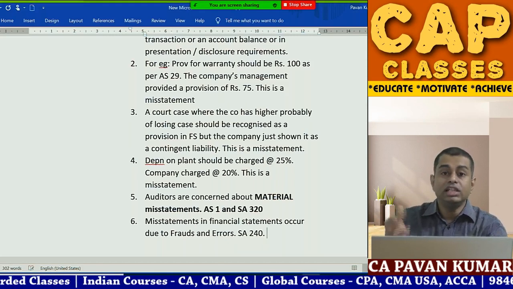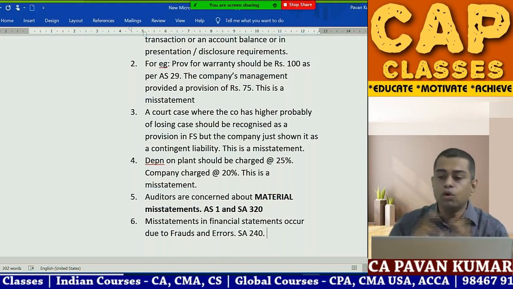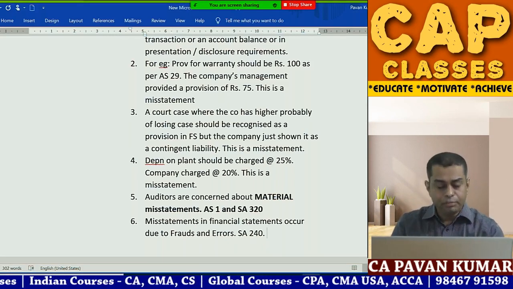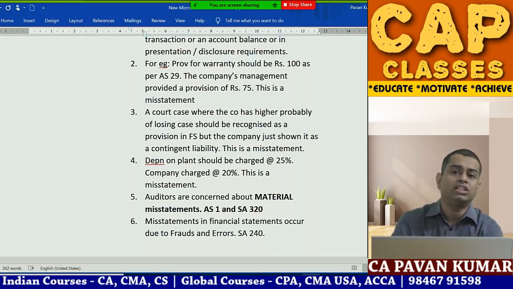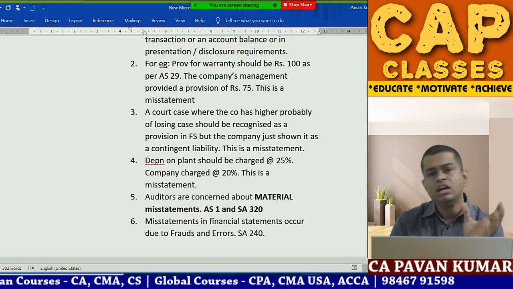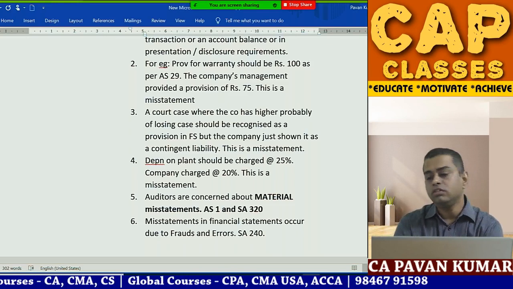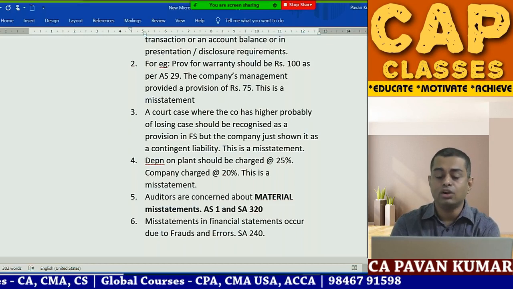In the new syllabus, it is a separate chapter also. In the old syllabus, it was part of chapters 1 and 2, where they discussed frauds and errors more, particularly in chapter 1, and then SCA 240 is anyway there. So we'll discuss that later. Don't worry about it.